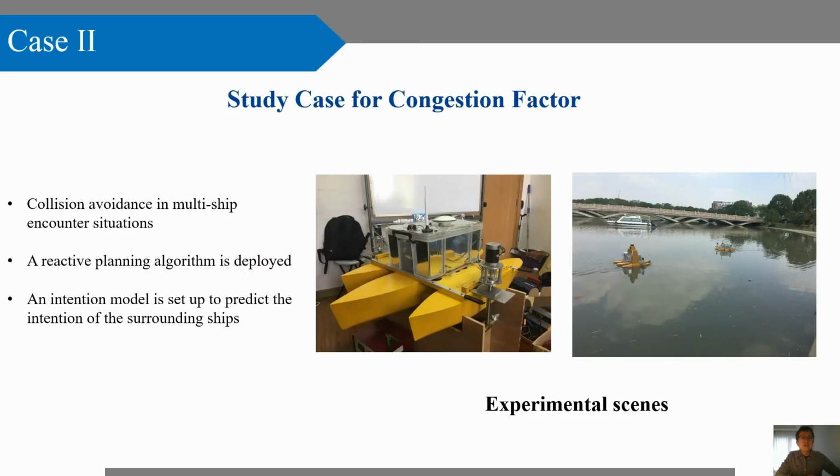Our second case study focuses on autonomous collision avoidance in multi-ship encounter situations. The left picture exhibits our test model, which is also a fully functional autonomous ship. The right one shows the on-water test scenes. We employ a reactive planning algorithm combined with an intention model, which can predict intentions of surrounding ships.